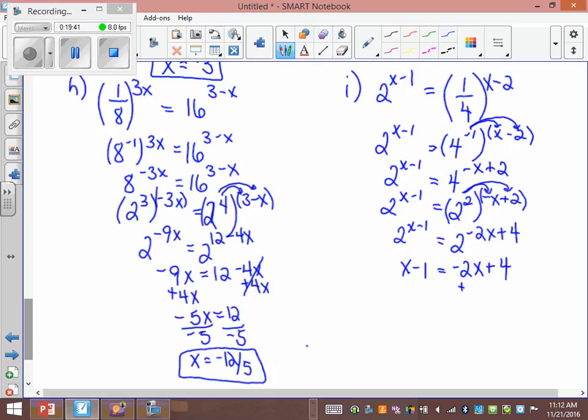I'm going to move this one. I'm going to add 2x. And I get 3x minus 1 equals 4. Add 1. 3x equals 5. Divide by 3. X equals 5/3.